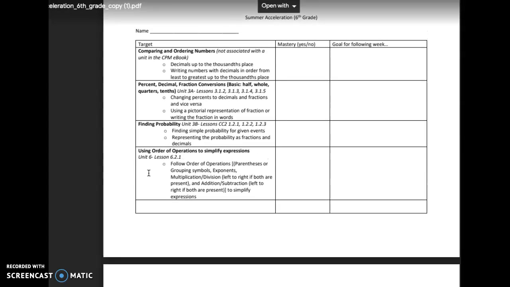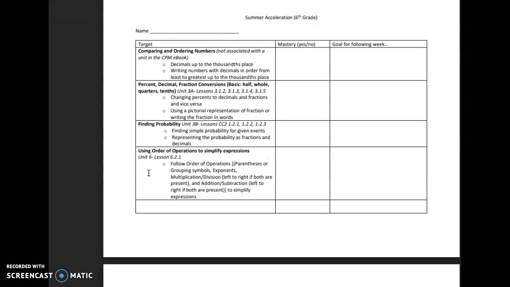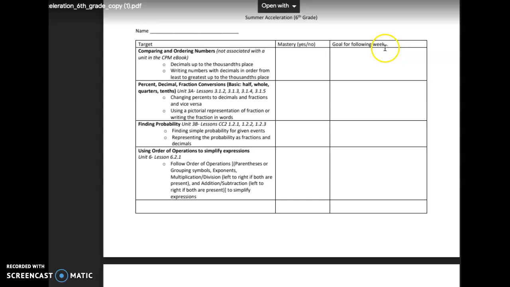So now what you're going to want to do is set up a schedule that works for you and your family, taking into consideration any activities that you have, and any vacations that you might be taking. And where it says goal for the following week, this is a nice spot to take notes, first of all, putting the date here of when you're going to be working on this leverage target.